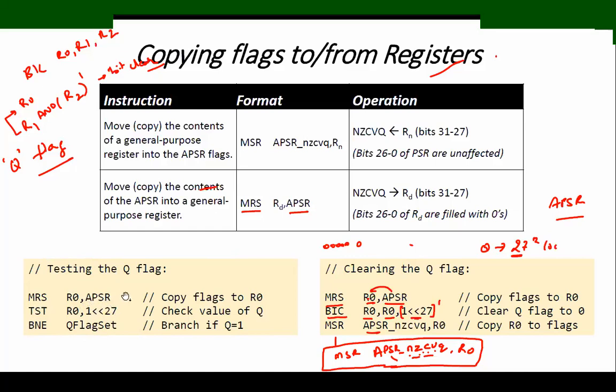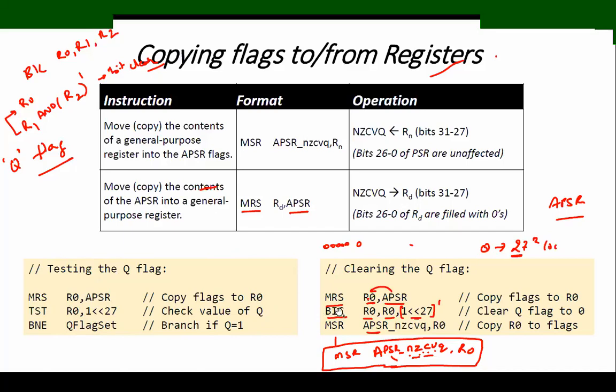Moving the values of flags to R0 and then using test, right? Once I use the test, it's going to compare with 1. And if it's equal, branch if not equal, then the flag is set. So branch if Q is equal to 1. I don't have an option to clear, as I told you. The only way that I can clear is using MRS.